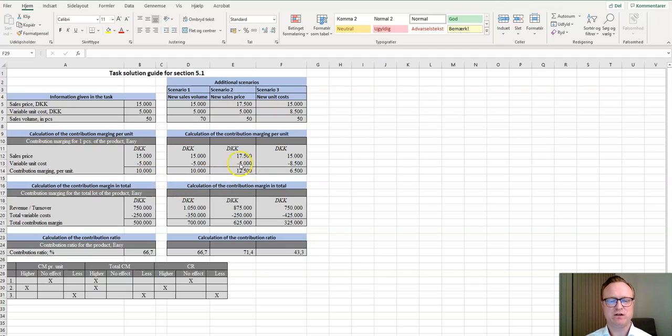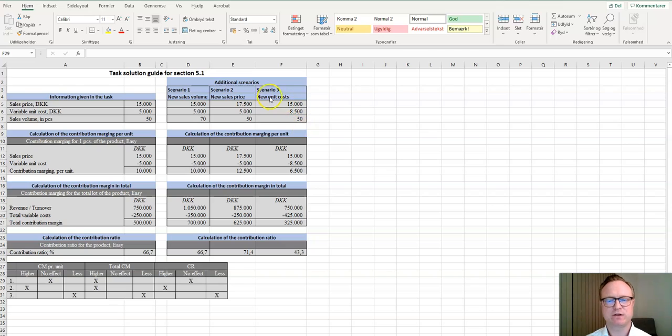So the share, the percentage we have here in relation to the selling price is now higher than in the base scenario. And we can see this with the percentage 71.4.